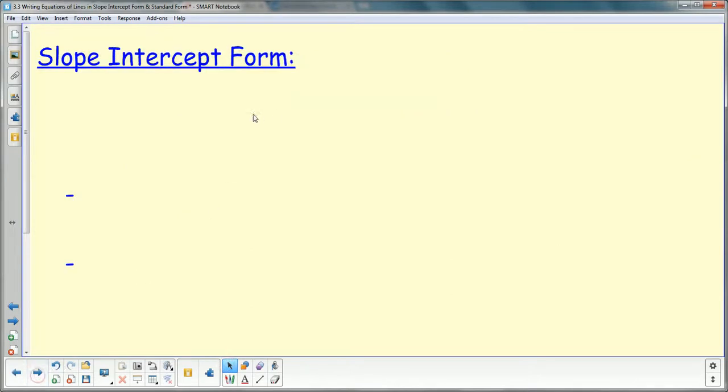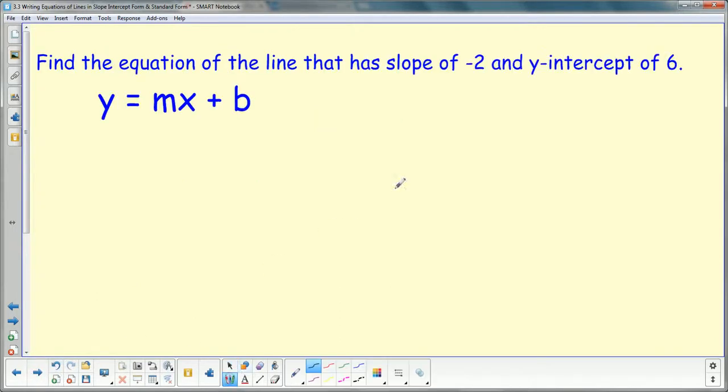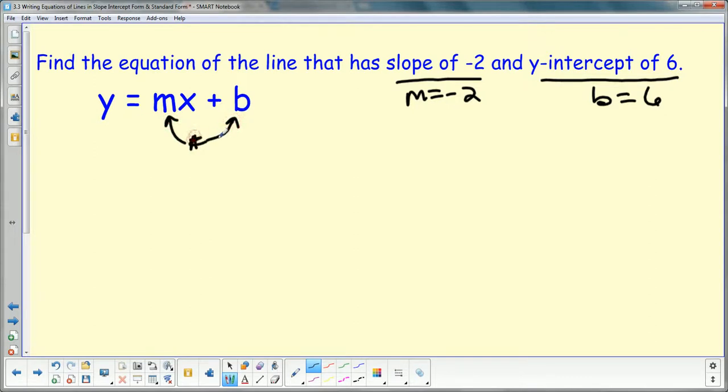Okay, so slope-intercept is going to be a little different. It's going to be y equals mx plus b. You've actually seen this before. These are of lines that we've graphed, and where m still represents slope and b still represents the y-intercept. So a simple example of that would be something like this, where we are given that slope is -2 and y-intercept is 6, which means our m equals -2 and our b, or y-intercept, equals 6. All we need to do is plug in the numbers that were given for m and b.